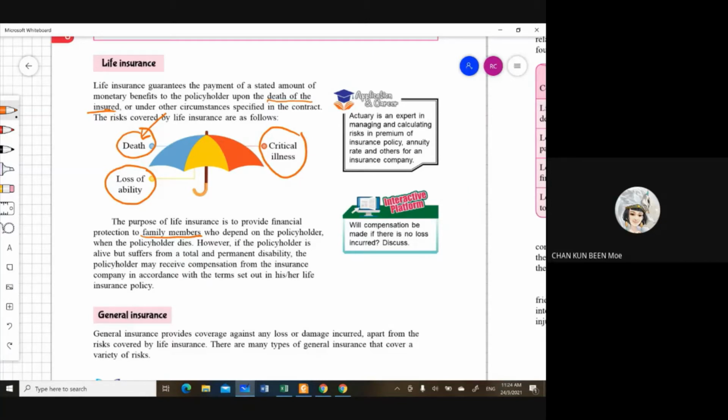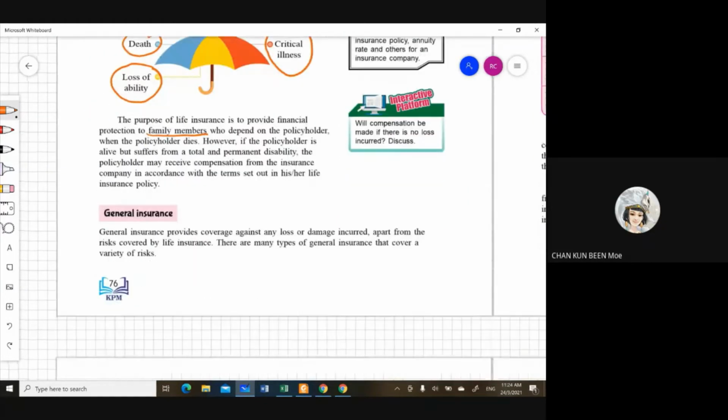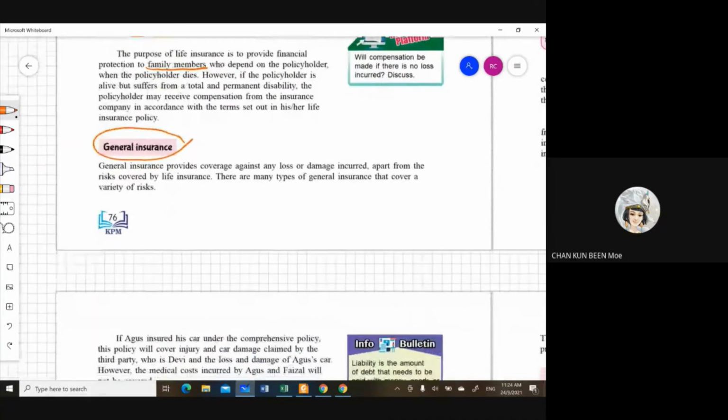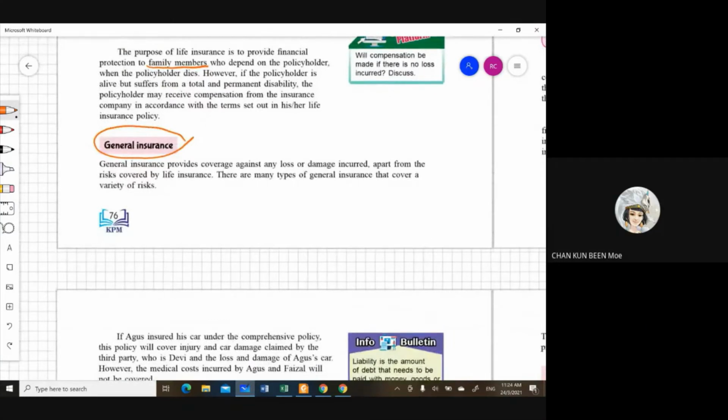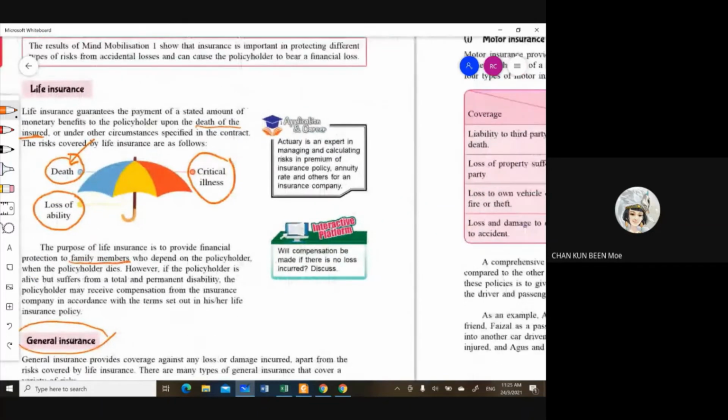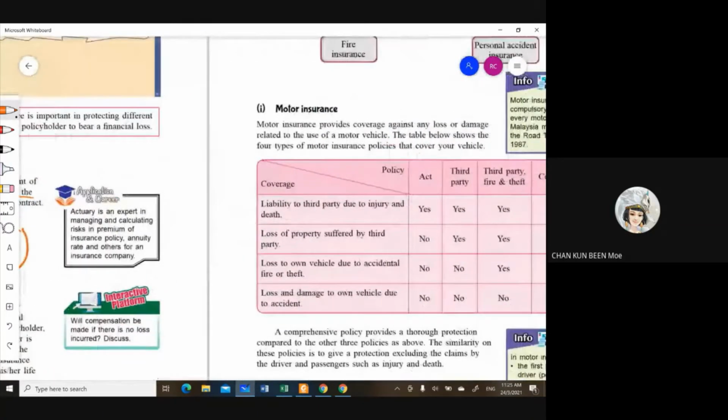Okay, so we enter into general insurance right now. General insurance provides coverage against any loss or damage incurred. Apart from the risks covered by life insurance, there are many types of general insurance that cover a variety of risks. So we need to know the types of general insurance. Let us move to the types of general insurance up here.